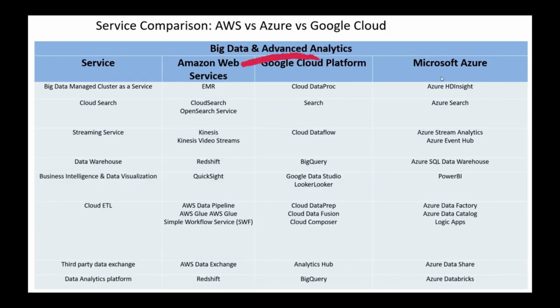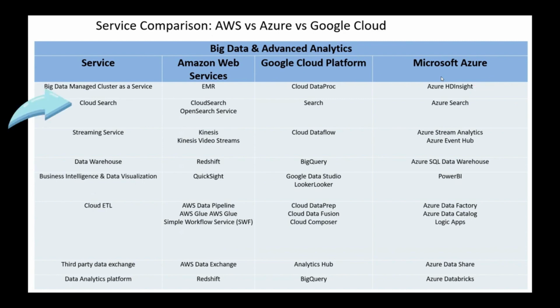The big data and advanced analytics setup. For big data managed cluster as a service, you have EMR, Elastic MapReduce, which is a Hadoop setup on AWS. For Google, it is Dataproc, and in Azure, it is HDInsight.